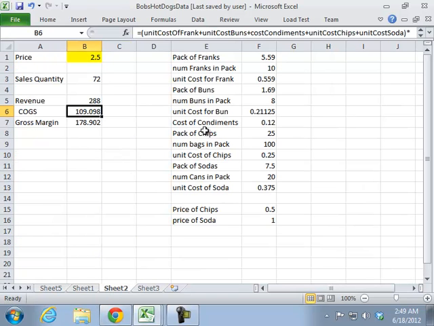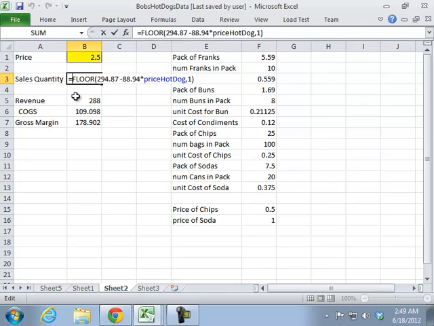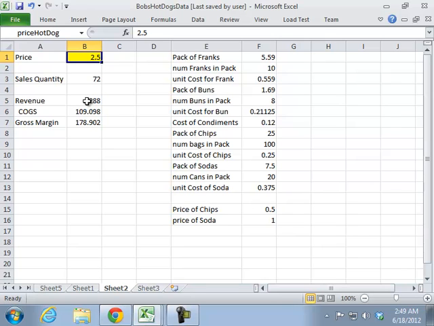So now I can go to my model. And my sales quantity is an equation, 294.87 minus 88.94 times the price of my hot dog, which is here. And hot dog price is the one decision in this model. Now, as far as the data from the case, it talked about the fact that his hot dog is a ballpark frank, which comes from a pack of 10. His bun is a ballpark bun that comes from a pack of 8. That he puts condiments on it, and that he serves pretty much every hot dog that is sold. There's also a bag of chips that is sold and a canned soda that is sold.